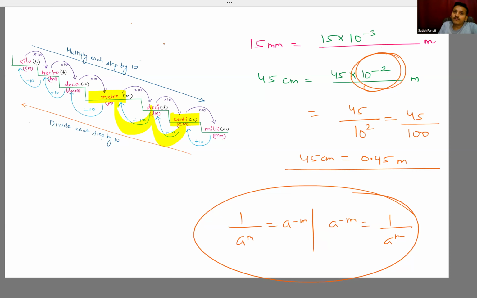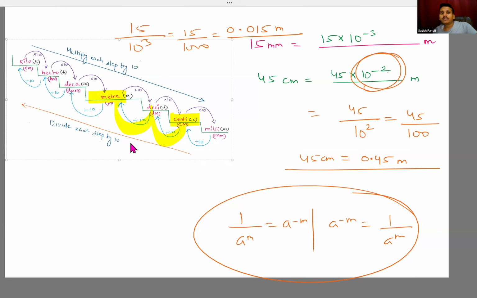How will it be? 15 divided by 10 to the power 3. 10 to the power 3 means 1000. That means 0.015 meter. Okay. 3 decimal places we have to put because 3 zeros, so 3 decimal places. Yes or no? Yes.